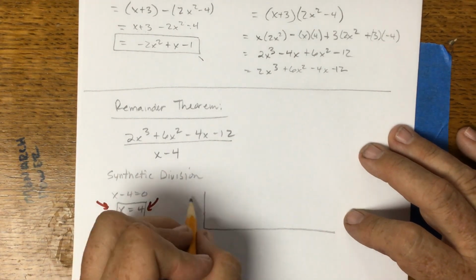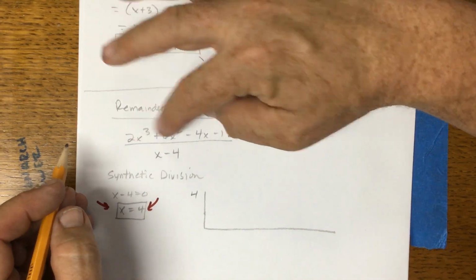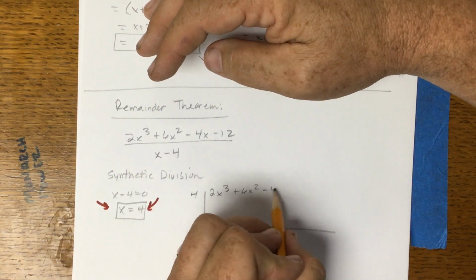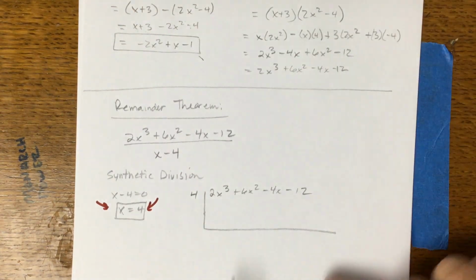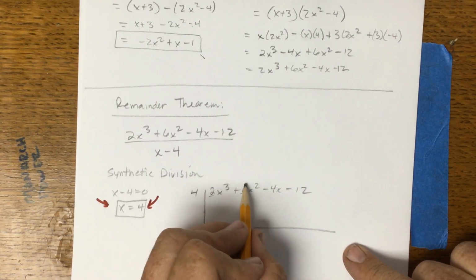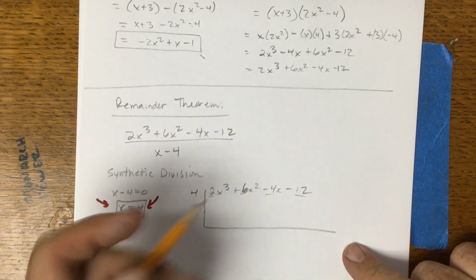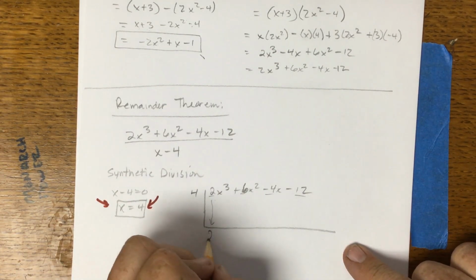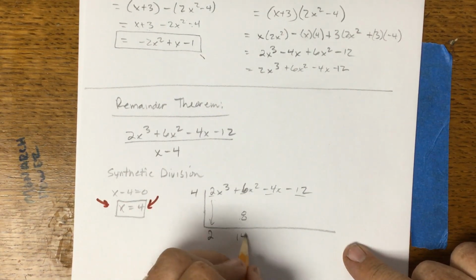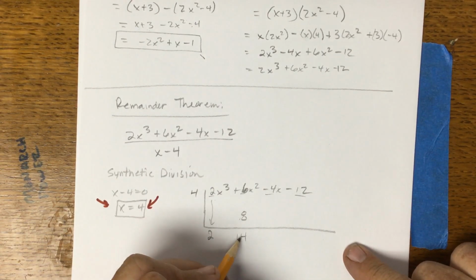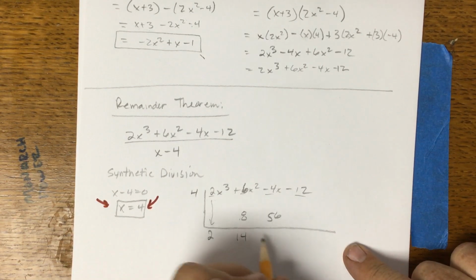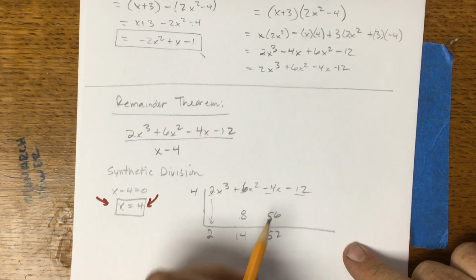There's a couple other ways to do it. I've seen people just take this and write it right here: 2x cubed plus 6x squared minus 4x minus 12. That means that they know where it comes from. They got all their pieces. We've got all our pieces, and then we go from there. We always bring down the 2. 2 times 4 is 8. 6 plus 8 is 14. Yeah, this is going to get a little big. Oh, well. 4 times 14 is 56. That gives us 52 because negative 4 plus 56.